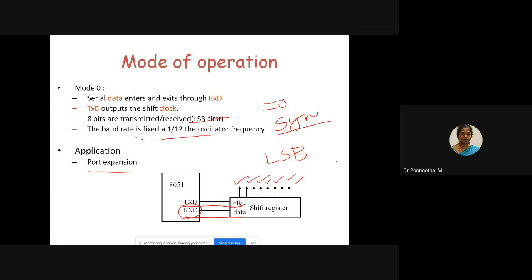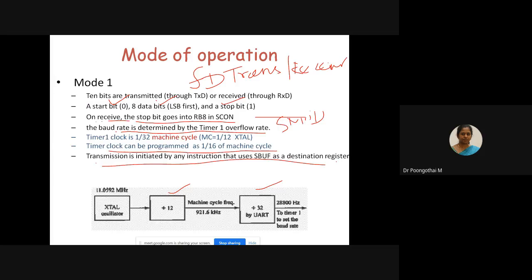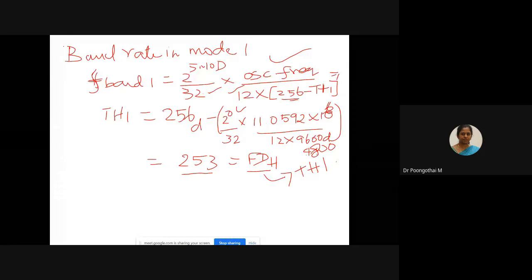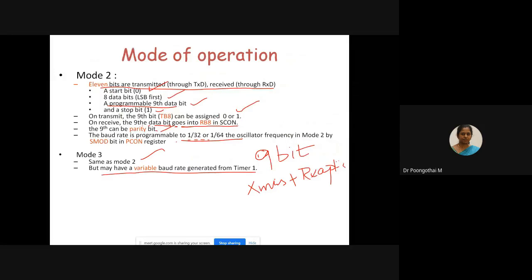And mode 1, 10 bits are transmitted and received. So start bit, 8-bit data and stop bit. Okay. So this is the formula for calculating your baud rate. And mode 2 is an 11-bit data transmission. Start bit, 8-bit data, programmable 9th data bit and stop bit. And mode 3 is very similar to your mode 2, but may have variable baud rate based on your timer 1.